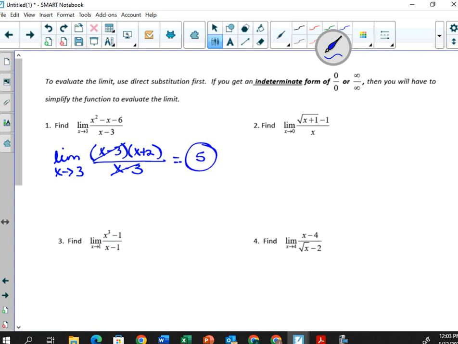That felt a little more challenging than I thought it was going to. I've plugged it in already. Well, when you plug it in, you get 0 over 0, and that is your problem. Don't do that, okay? Plug it in then. All right, let's look at number 2.